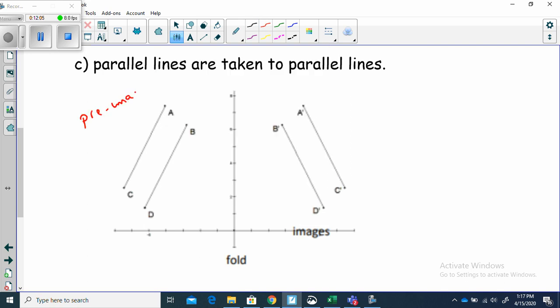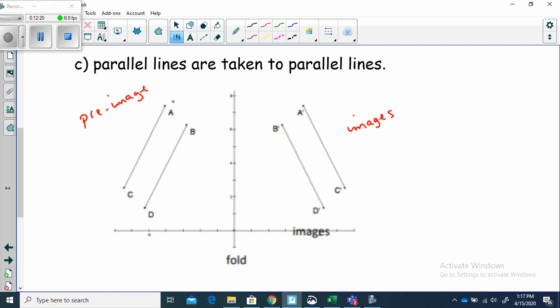Notice they don't have the tick marks on them. They don't have the primes on them. These are our images. This is what I've got after it has undergone the reflection. Remember, here's your fold line, the y-axis.